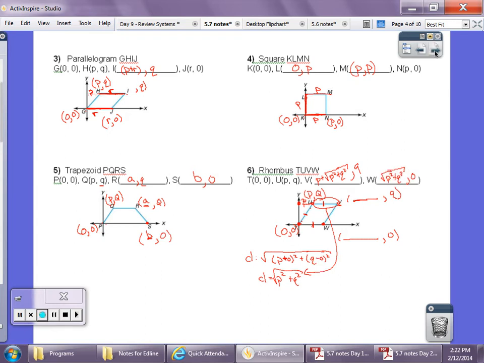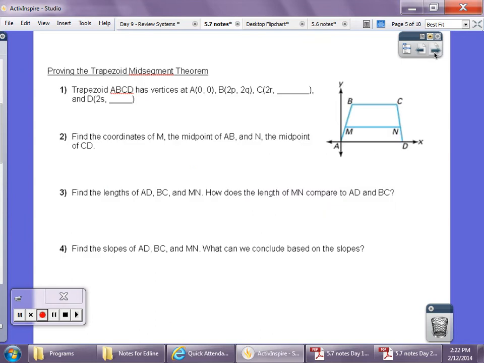And if we look at the last part, proving the trapezoid midsegment, it says trapezoid ABCD has vertices at A (0, 0), B (2P, 2Q), C is 2R, and D is 2S. What we know is that C has the same Y value as B, so it has to be 2Q. And D has the same Y value as A, which is 0. So this is going to be 2Q, and this is going to be 0.